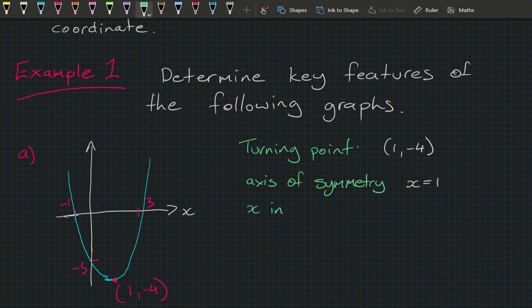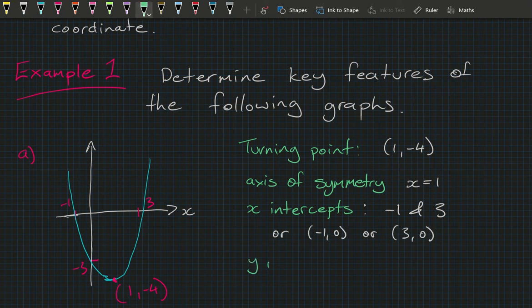The x-intercepts are marked in already, and they're -1 and 3. Of course, I said you could write them as coordinates, so that would be (-1, 0) and (3, 0). And finally, the y-intercept is -3, or (0, -3), depending on if you want to write it as a coordinate.